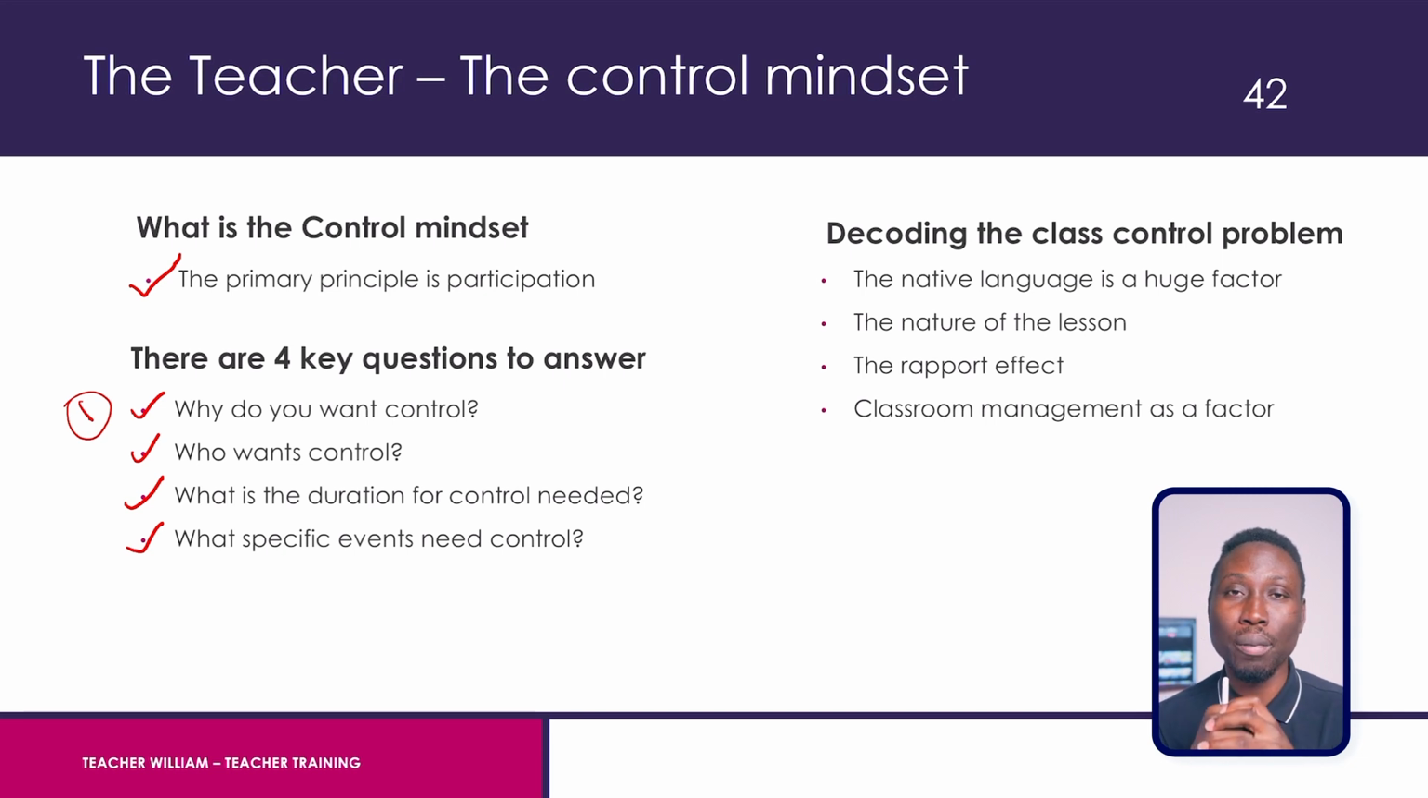Let's have a simple example. You have 10 students in the classroom, and then you call 3 of them to play a game. Which of them do you need control over? Is it all 10 of the students or just the 3? Unless it's a game that requires participation by all 10, you don't necessarily need control over the 7. You need control over the 3.